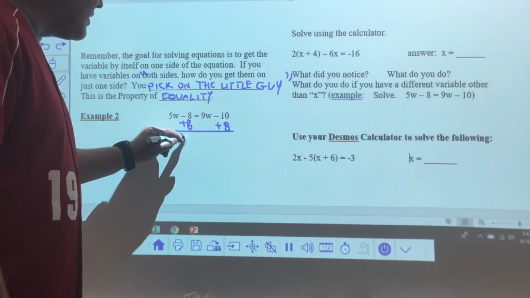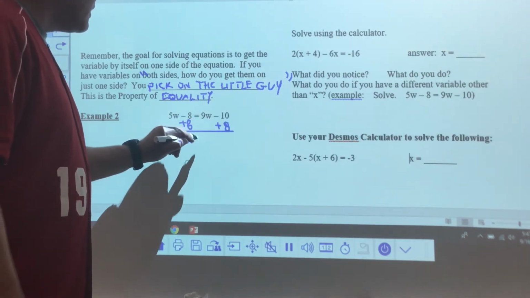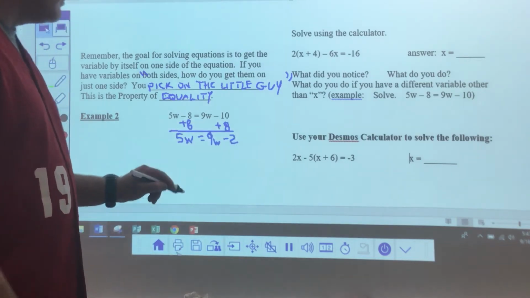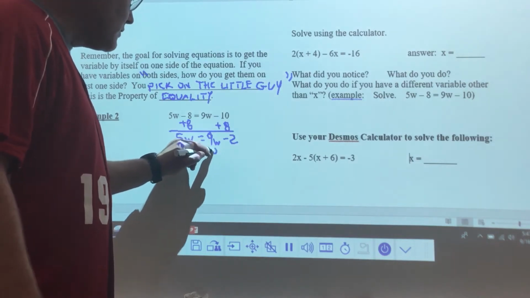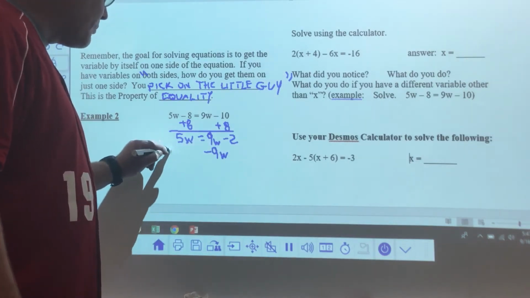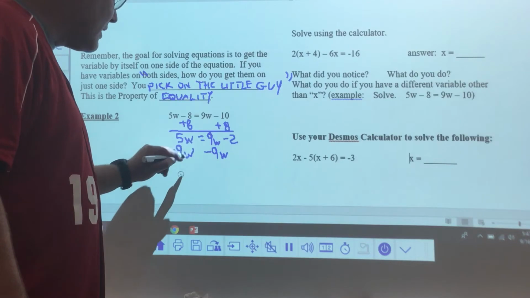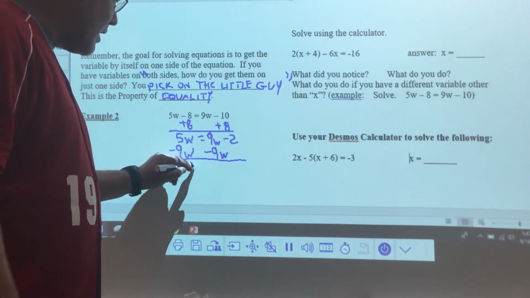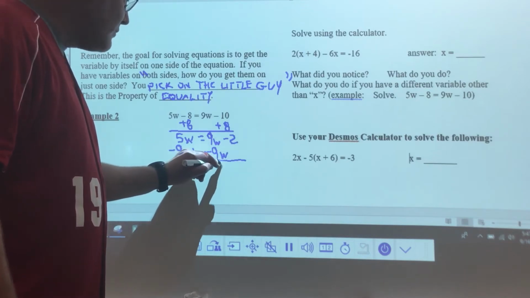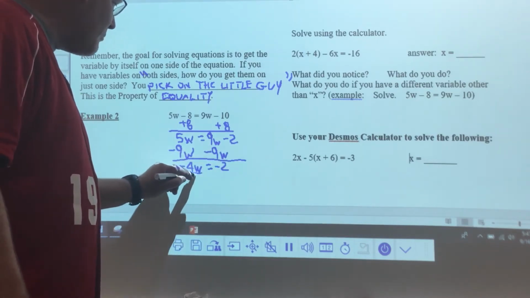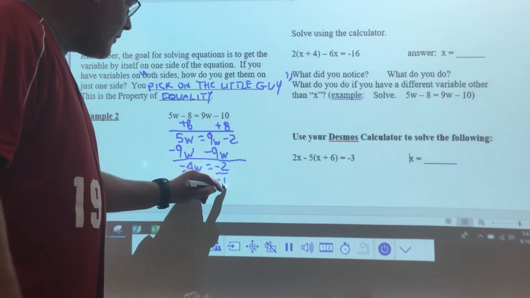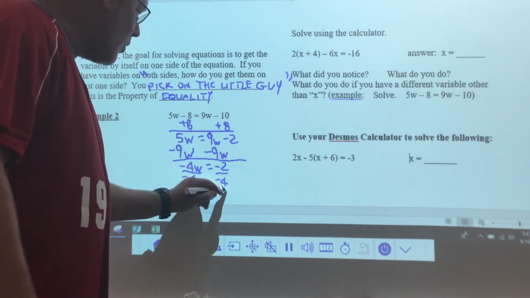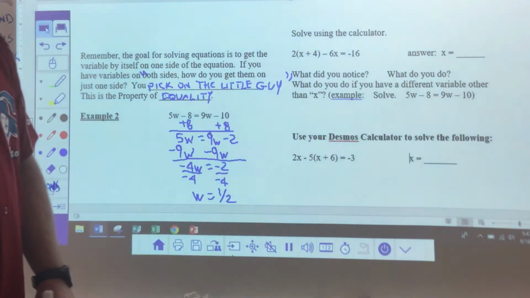So now I got 5w is equal to 9w minus 2. I'm going to come in here and just subtract 9w. This is the property of equality. What I'm doing to one side, I'm doing to the other side. That's legal in Virginia. We got negative 4w is equal to negative 2. Then I have to divide both sides by negative 4. And I get w is equal to 1/2 or 0.5, whatever you can think of.